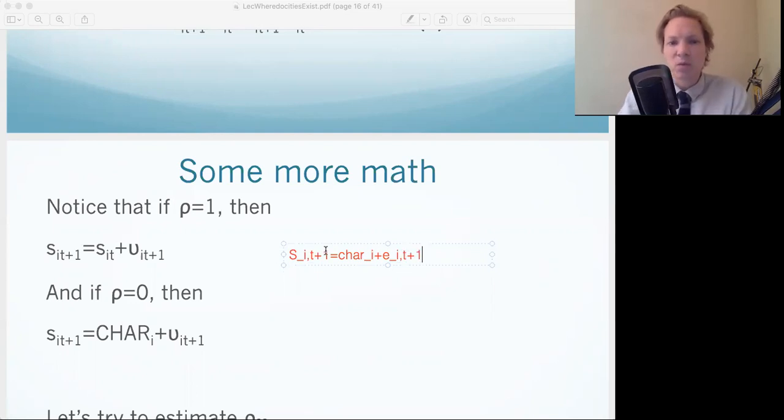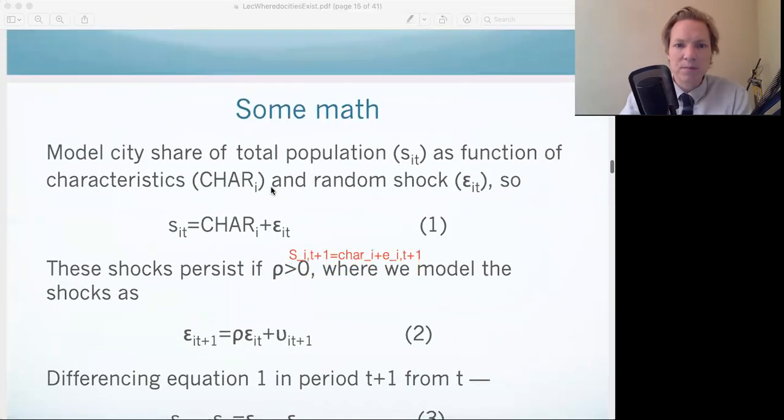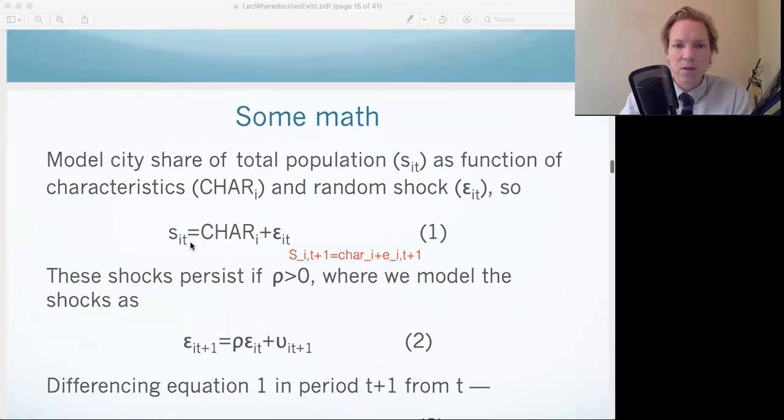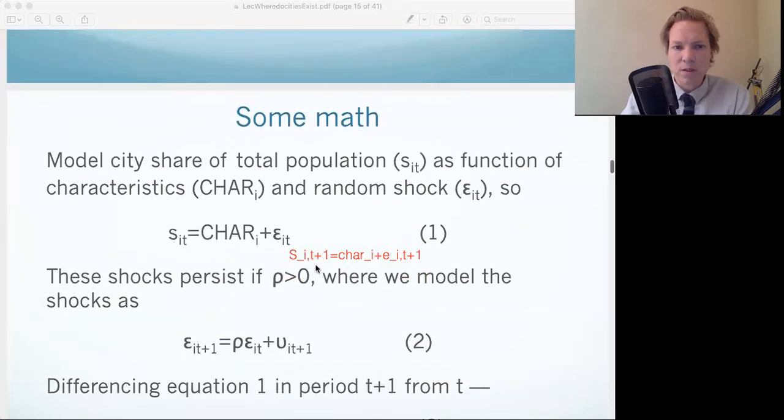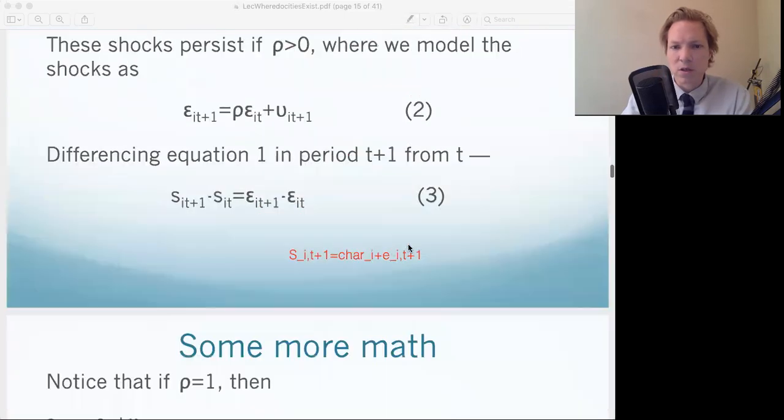So I'm just rewriting this equation right here, but in the next period. I'm moving it forward to the T plus 1 period. So this is your share in the next period, a function of your characteristic and this shock.